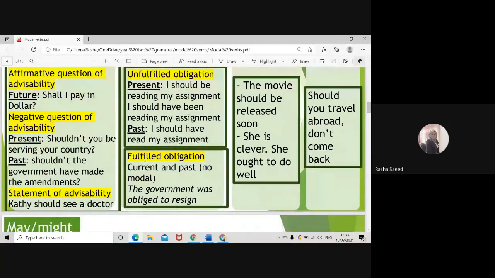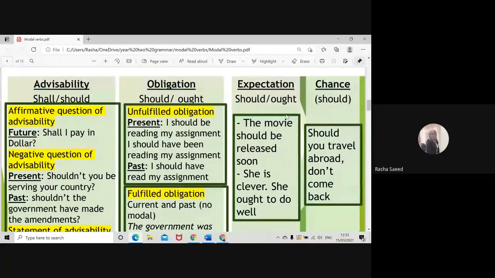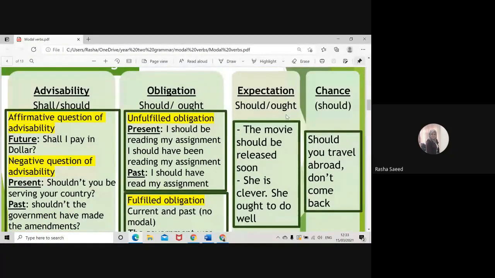When you talk about fulfilled obligations, in this case, you don't need a modal. You just say he was obliged to do that, and this is the obligation that he did. Okay, and the next one is the expectation. When you are expecting something to happen soon, here we use should or ought. So, for instance, she's very clever. She should pass the exam, or she ought to pass the exam.